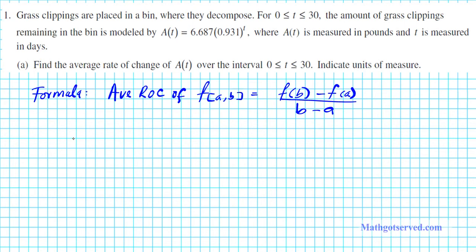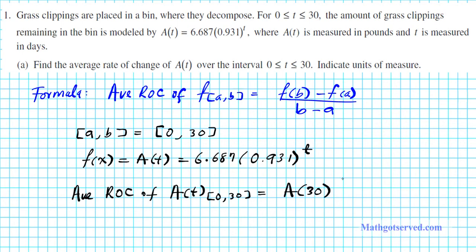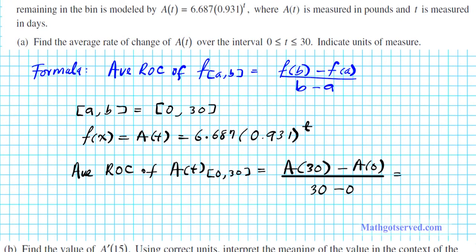So in this situation, we have the interval [a, b] equal to 0 to 30. And our function is this model right here, A(t), which is equal to 6.687 times 0.931 to the t. So the average rate of change of A(t) on the interval from 0 to 30 is simply A evaluated at 30, that's f(b), minus A evaluated at 0, f(a), that entire expression divided by b − a, which is 30 minus 0. Okay, so let's go ahead and figure out what that is.